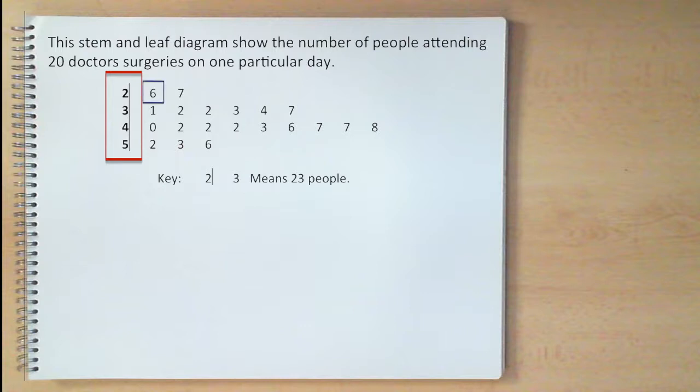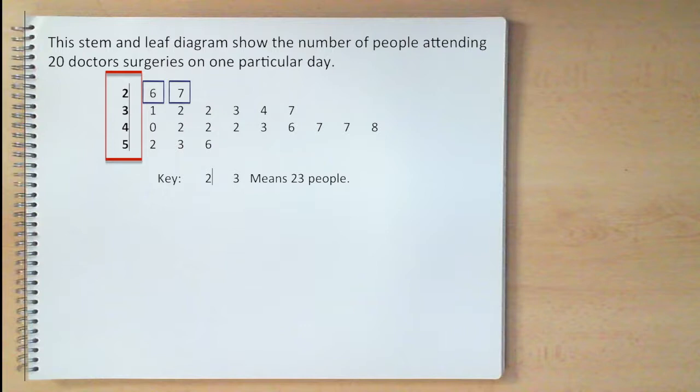Then we have the line that separates the stem from the leaves, and hanging off we have individual leaves. So the 6 there means that we have a number 26 in the set of data. Then the 7 means we have a number 27. And if you go down to look at the 30s and 40s and 50s, we've got 31, 32, 32, 33, 34, 37, and then we've got 40, 42, 42, 42, 43 and so on. So this nicely tells us how many of each number are in which of those number ranges.